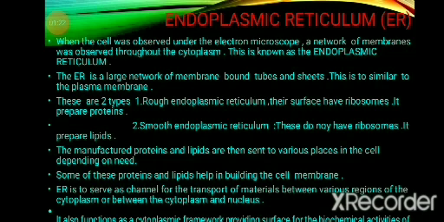It prepares lipids. The manufactured proteins and lipids are then sent to various places in the cell depending on the need. Some of these proteins and lipids help in building the cell membrane. Endoplasmic reticulum also serves as a channel for the transport of materials between various regions of the cytoplasm or between the cytoplasm and nucleus. It also functions as a cytoplasmic framework providing surface for the biochemical activities of the cell. In vertebrate liver cells, smooth endoplasmic reticulum plays a crucial role in detoxifying many poisons and drugs.